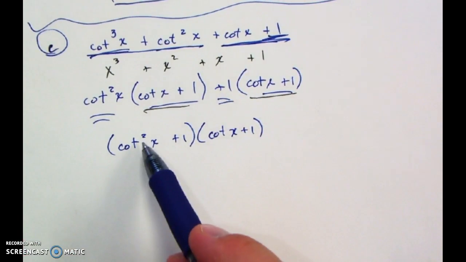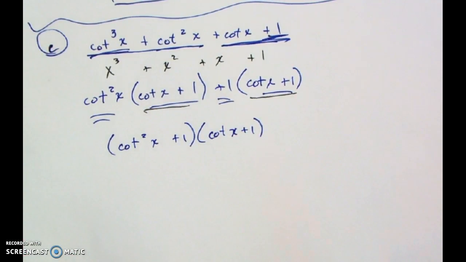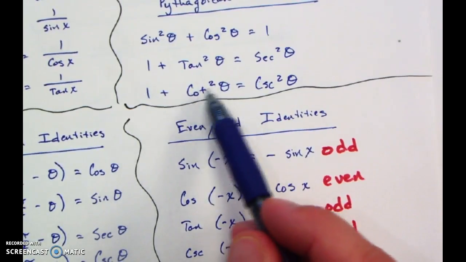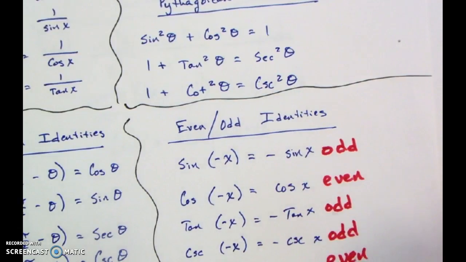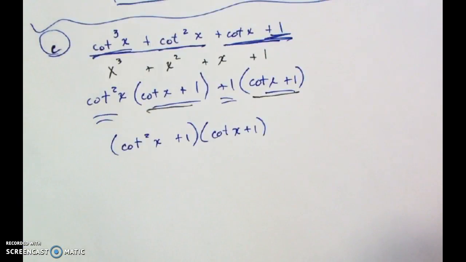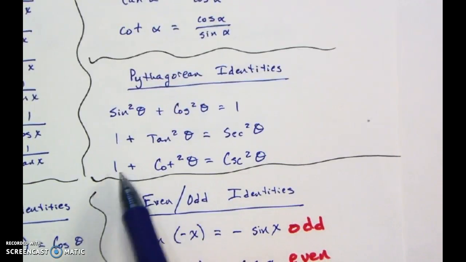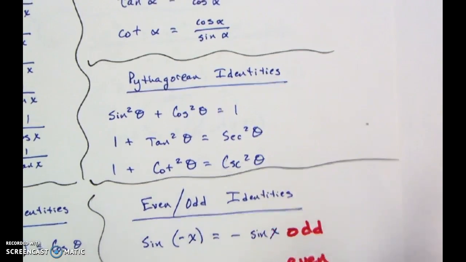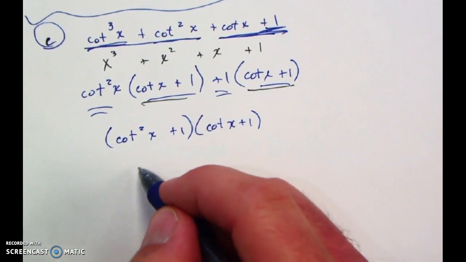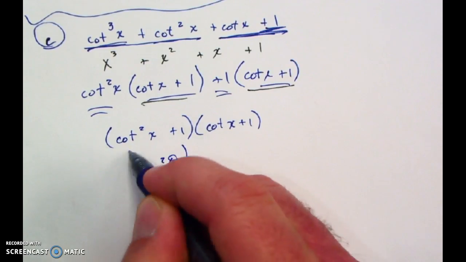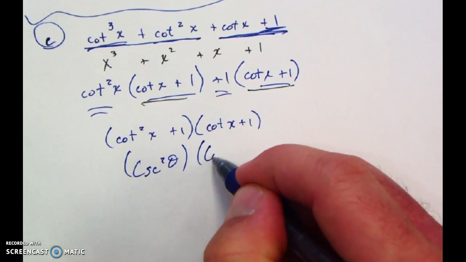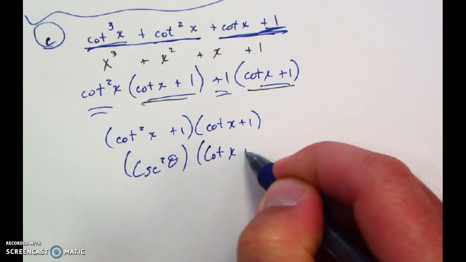Oh, I see a cotangent squared. So again, I think about my Pythagorean identities. We have cotangent squared theta here. If I subtract that 1 over, then I can see that it's equal to cotangent squared theta plus 1. So that's equal to cosecant squared theta for that quantity. And then here we still have, not able to simplify this one at all.